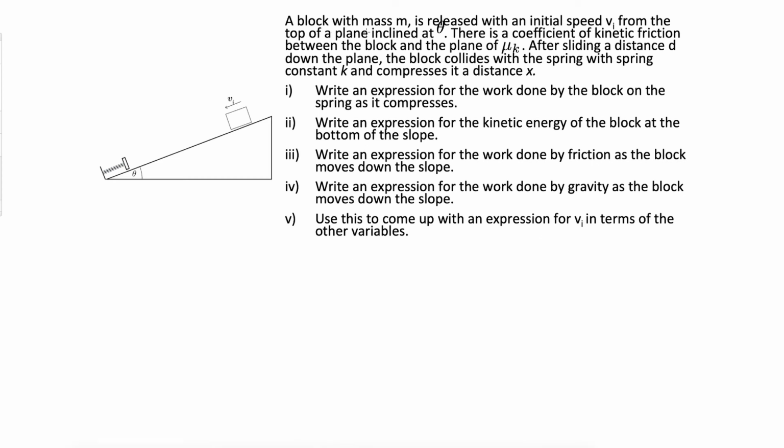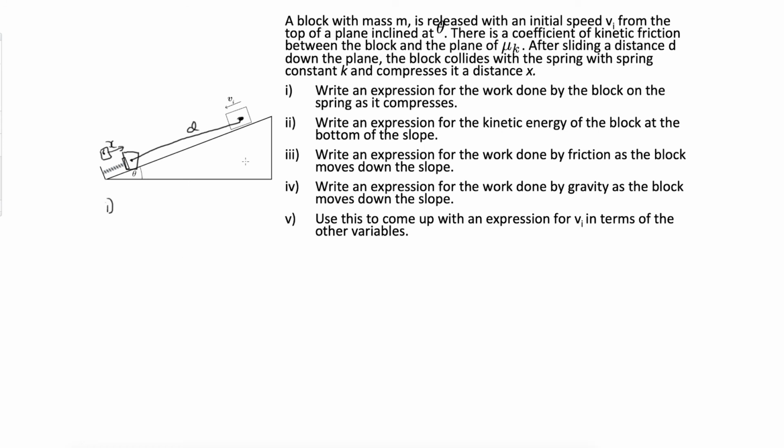Okay, so in this problem we have a block with mass m, which is released with an initial speed vi from the top of a plane inclined at theta. There's a coefficient of kinetic friction between the block and the plane of mu k, and after sliding a distance d down the plane, the block collides with a spring of spring constant k and compresses it a distance x. So it gets down here. The distance between these two is d, and then it compresses the spring and ends up getting to here, and the distance between these is x.